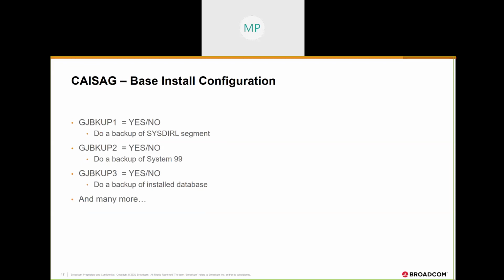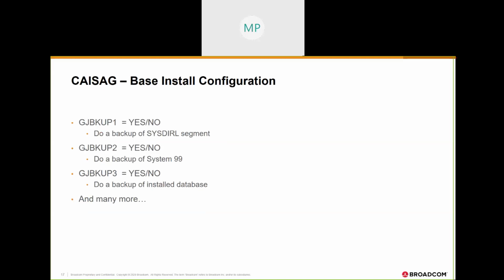So these next three variables are just for backups. The first one specifies that you want to do a backup of the sysdural segment. The second one does a backup of the sysgen system 99. And the third one does a backup of the database files. You can use these backup options. They do work. They're a good option to use, but I prefer to just take a backup myself of the CV. So after I install it, I would just run my own backup utility to back up the datasets.